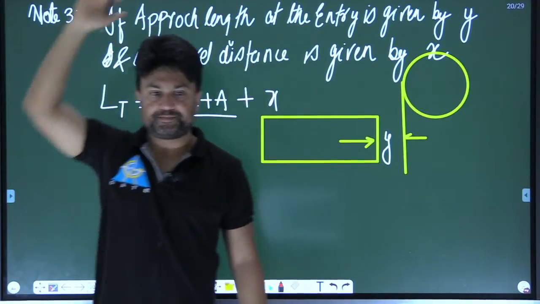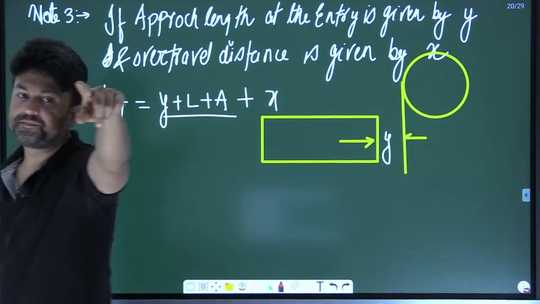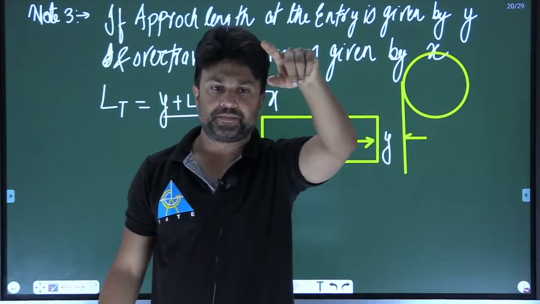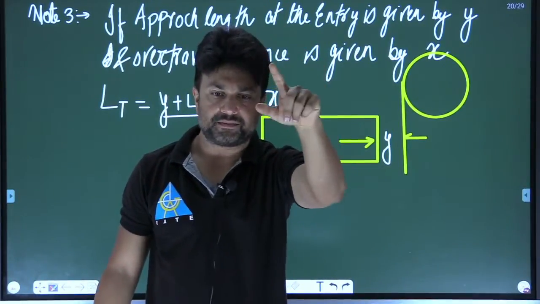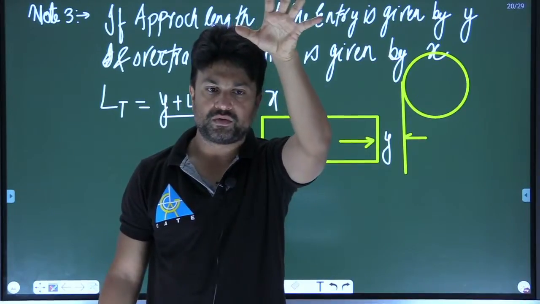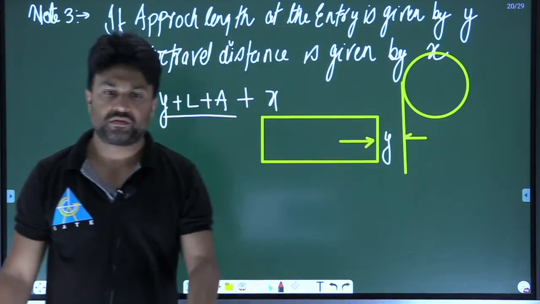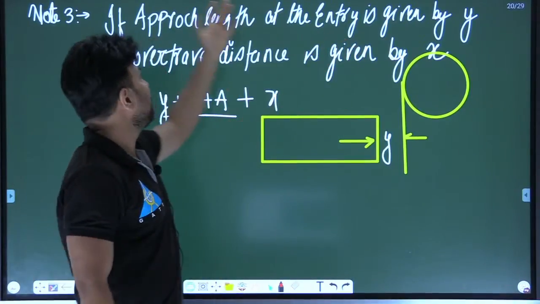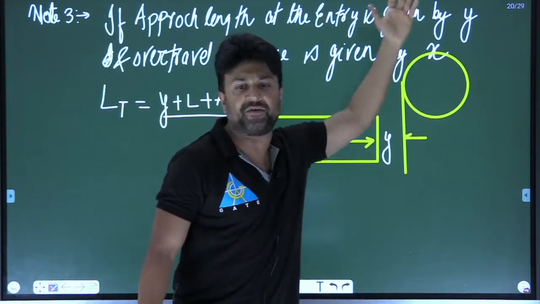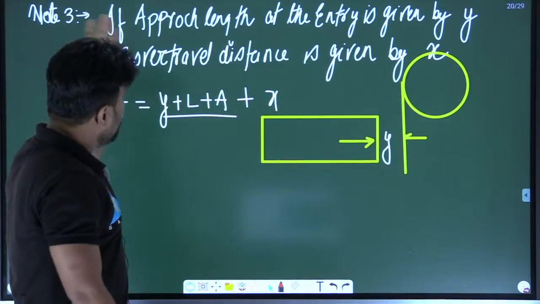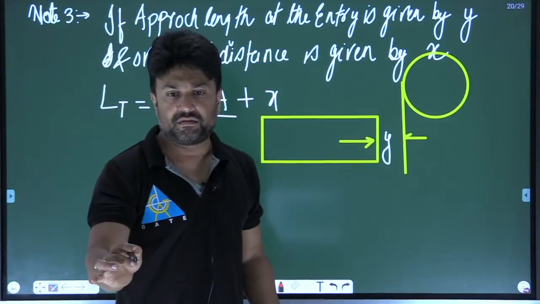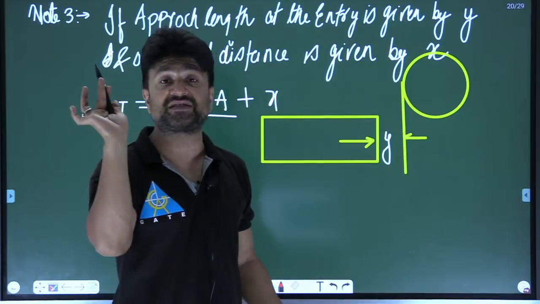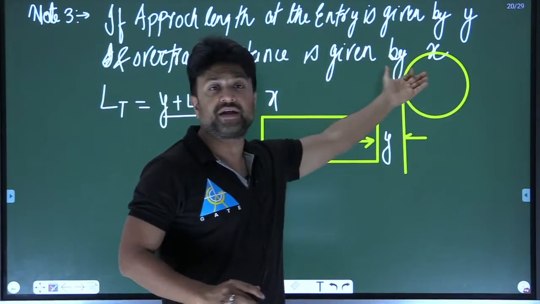Is that clear? Yes or no? And suppose the approach length at the entry is given by y, or the over travel distance is not given. If over travel distance is not given, then you can take A.